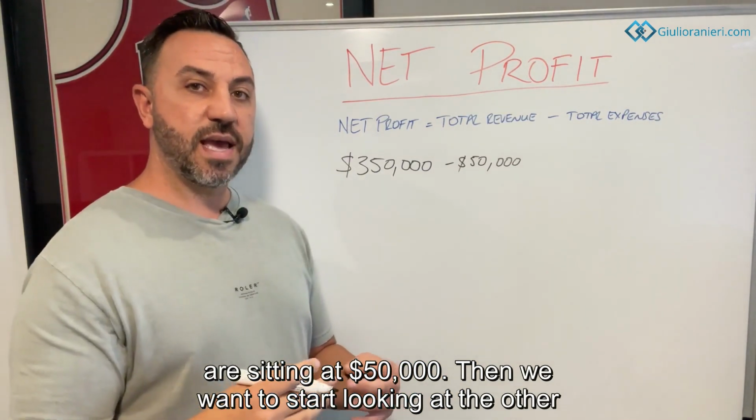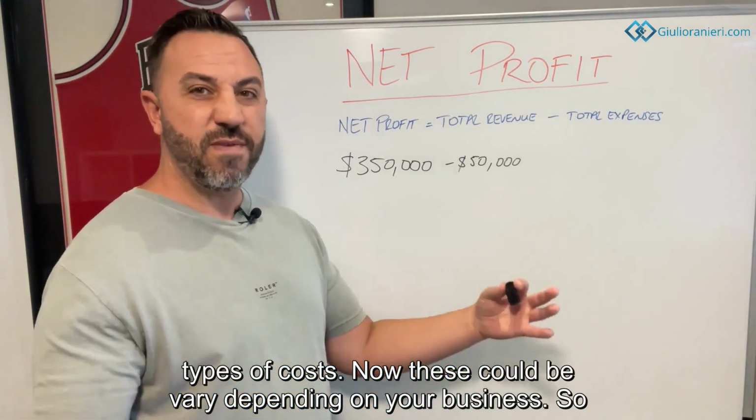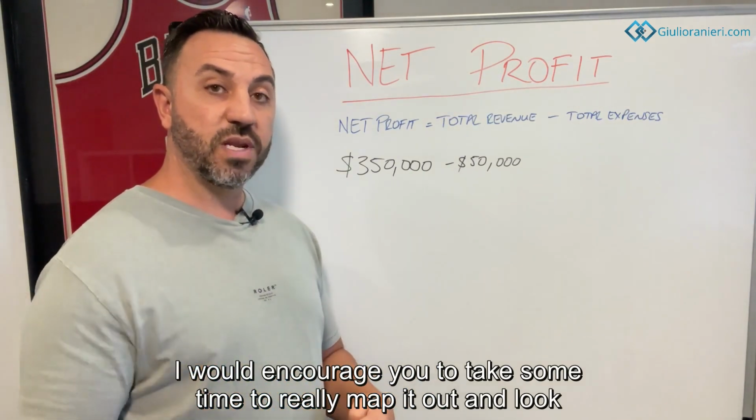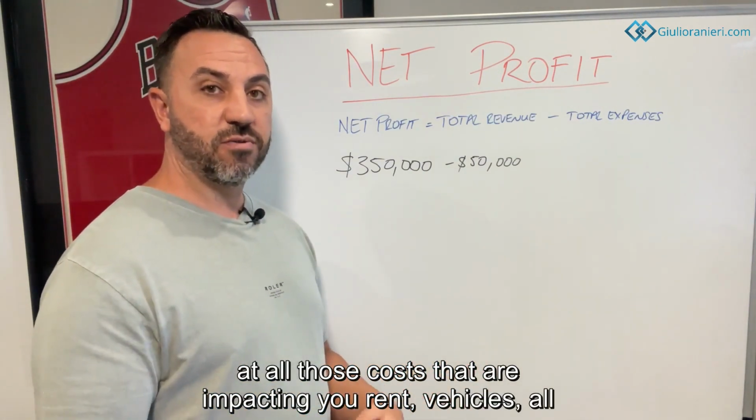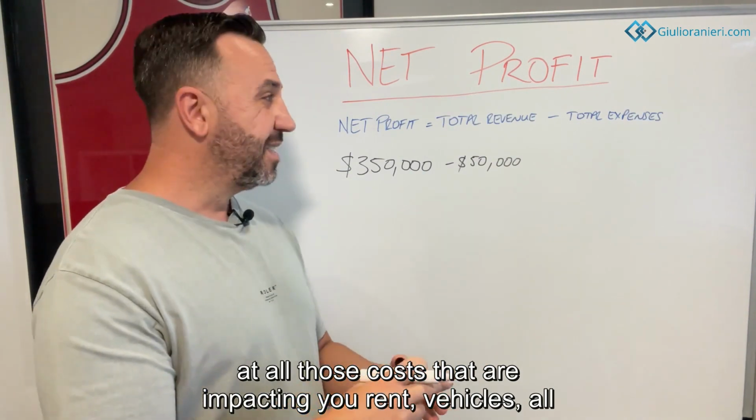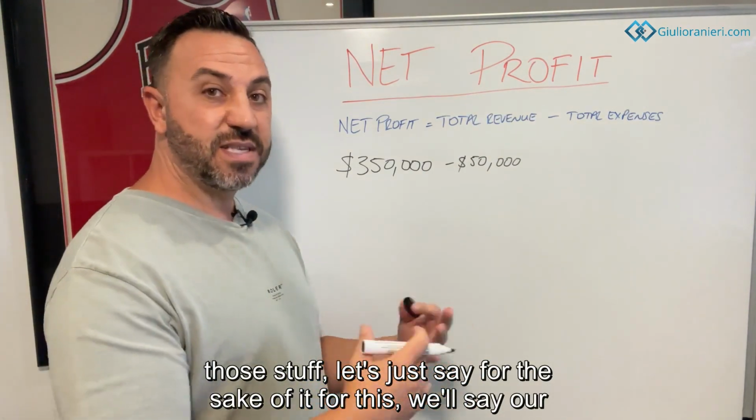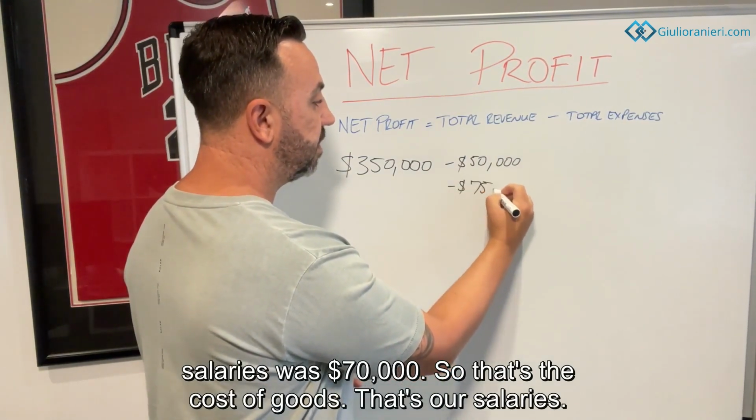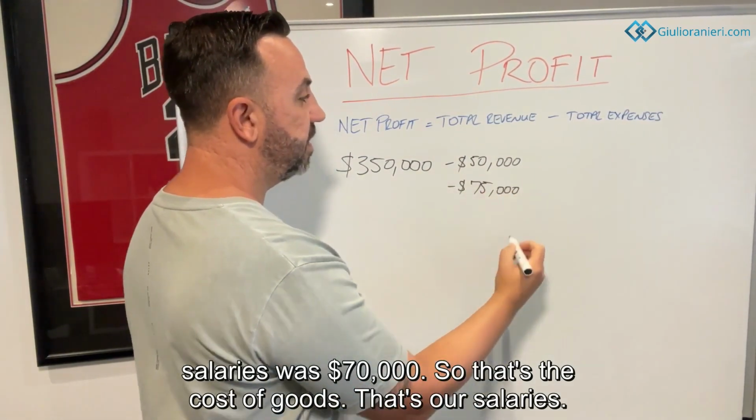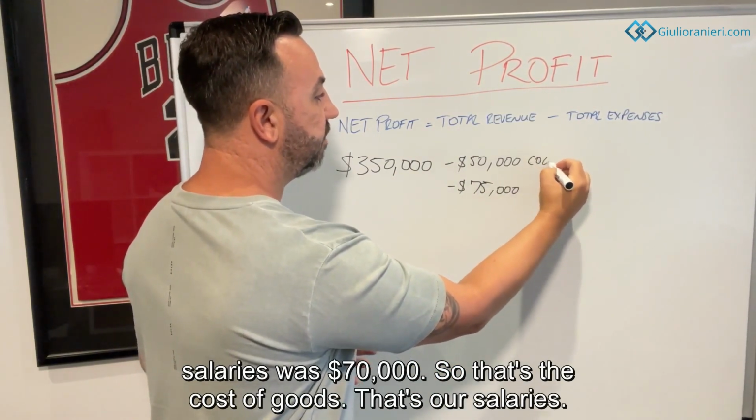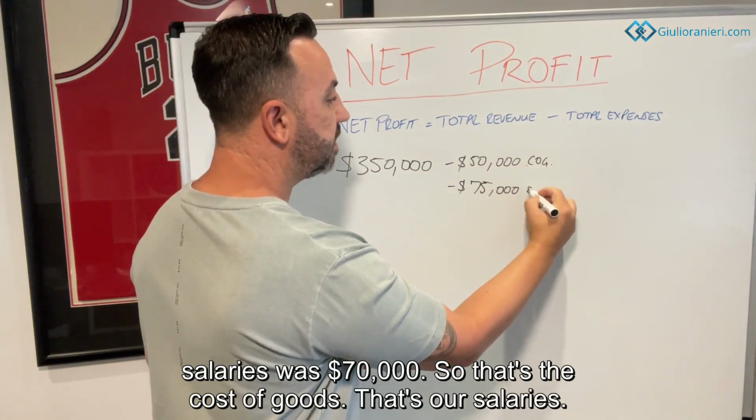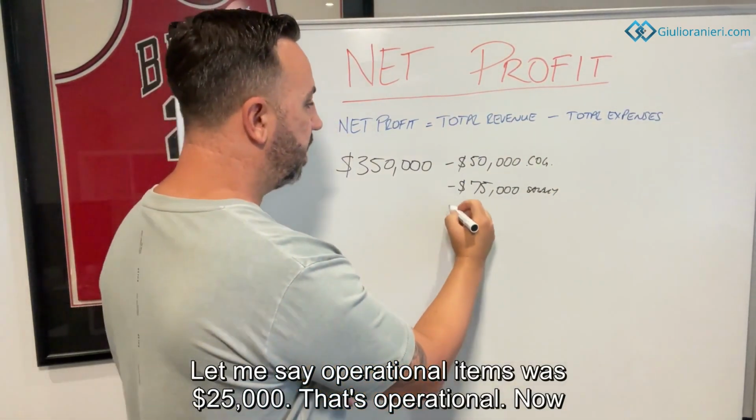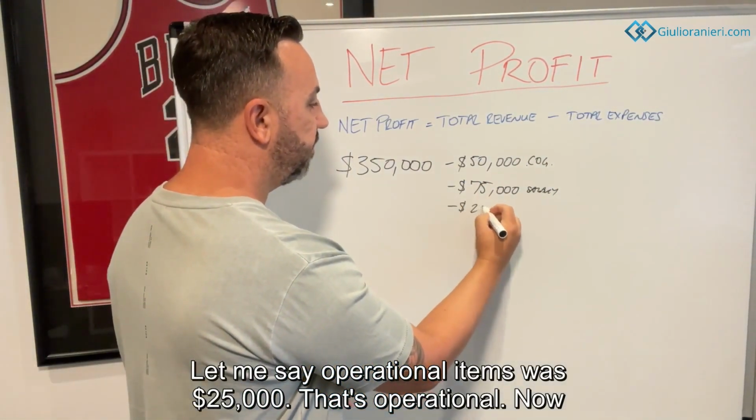Then we want to start looking at the other types of costs. These could be varied depending on your business, so I would encourage you to take some time to really map it out and look at all those costs that are impacting you: rent, vehicles, all that stuff. But let's just say, for the sake of this example, our salaries were $70,000. Then we're going to say our operational items were $25,000.